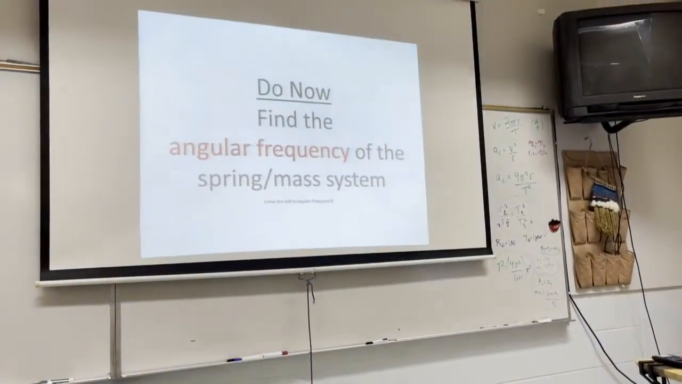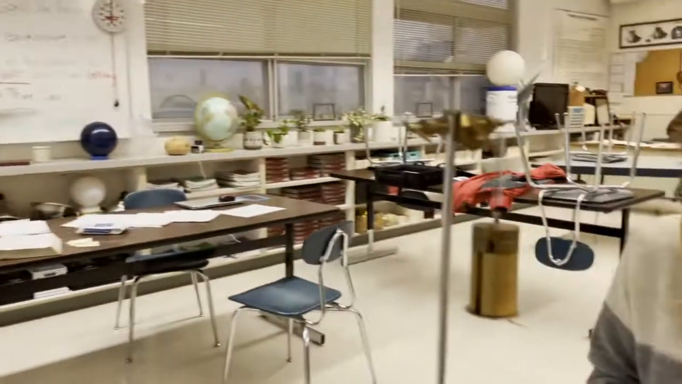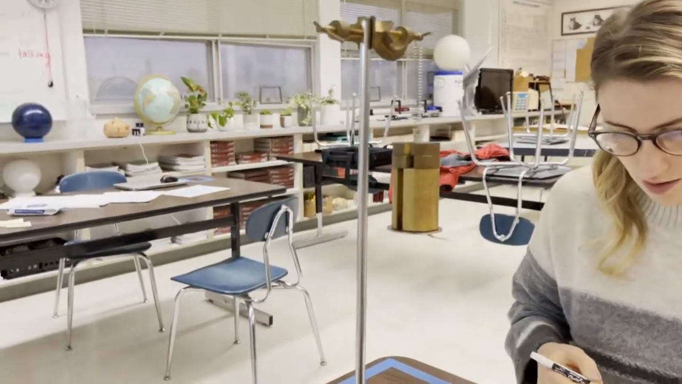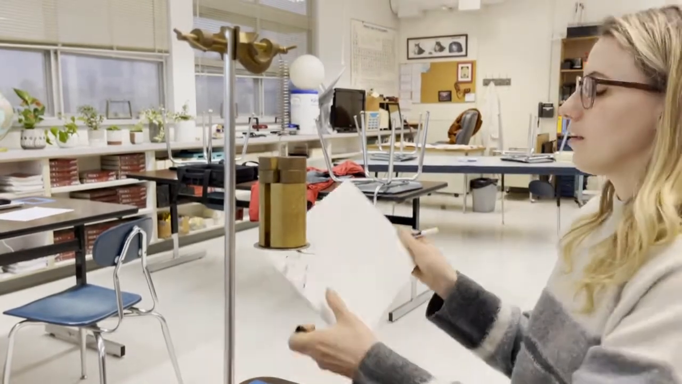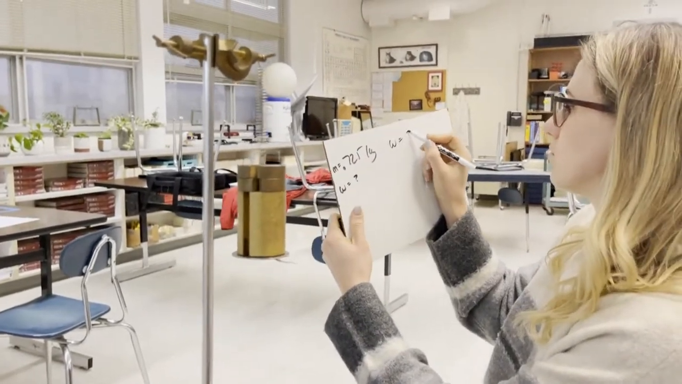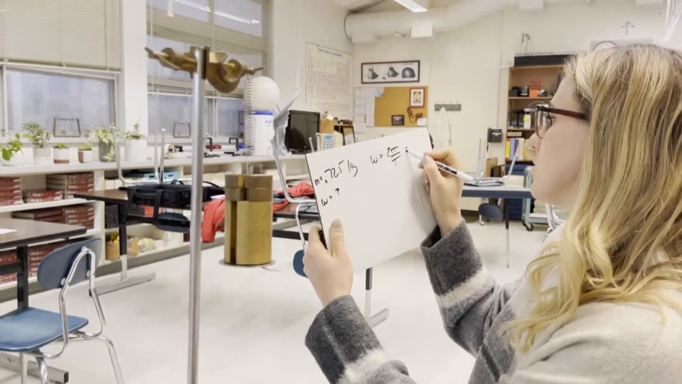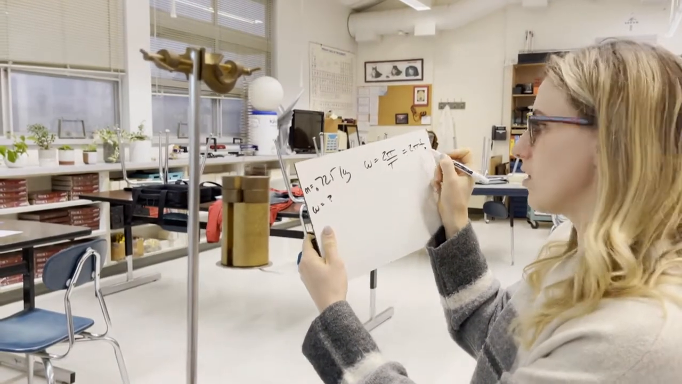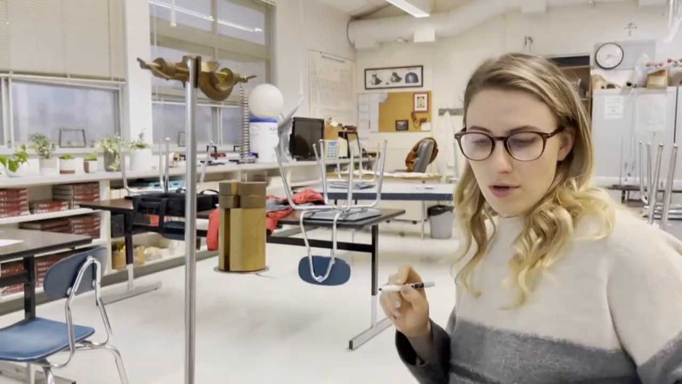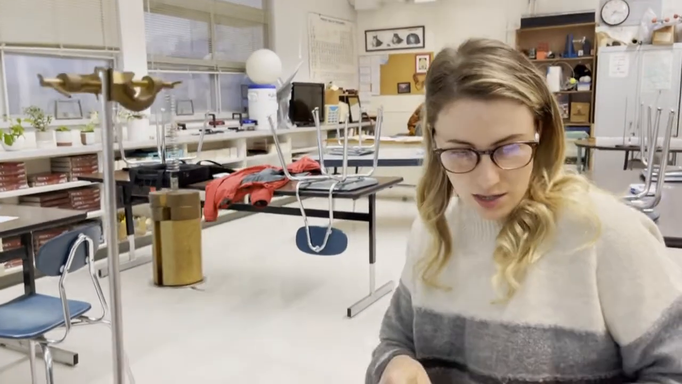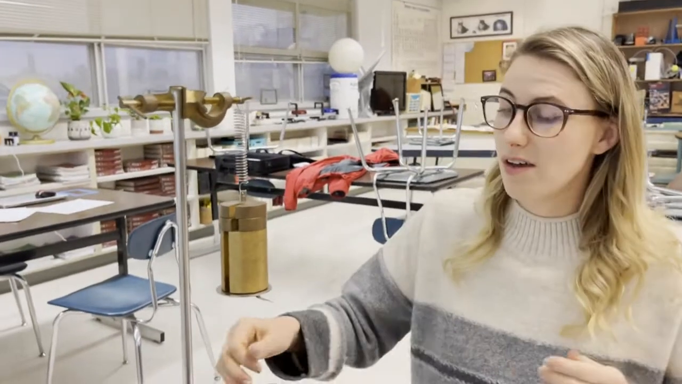And what we want to do is find the angular frequency. So what else do we need to do here? Well, we know that the angular frequency is equal to 2 pi over T, which is equal to 2 pi times frequency. We can figure out the period. What is the period, boys and girls? Well, the period is the seconds for one cycle.